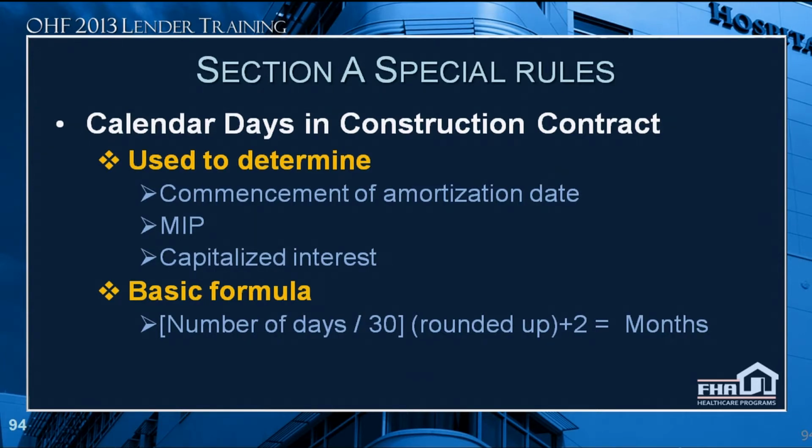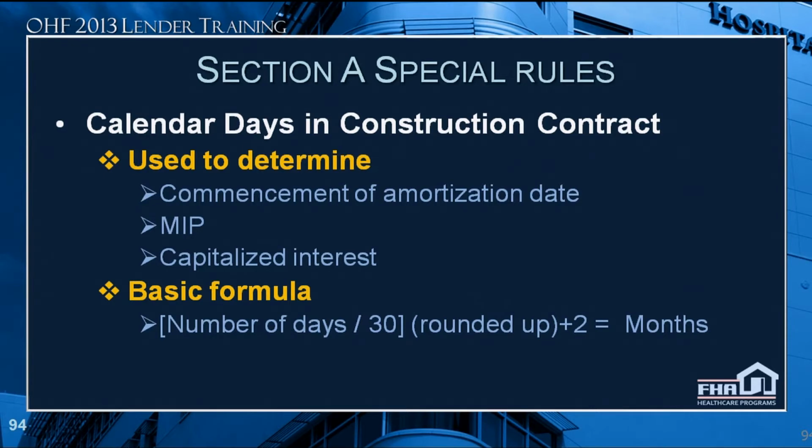But prior to issuing the commitment, you're going to have a GMP. There's going to be a construction contract. It's going to have a period on it. Okay? In that case, then you can fill in that date, and that's going to determine everything else that flows after that. It does then affect the commencement of amortization. It affects the MIP that's allowable inside the mortgage, because that's up to 60 days past in there, and it's going to affect the capitalized interest.